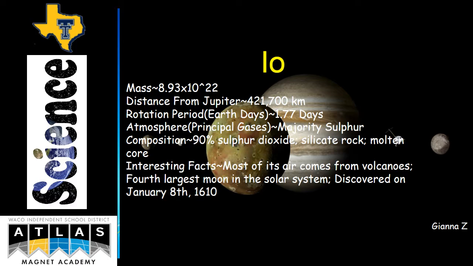The atmosphere, principal gases, is majority sulfur. Composition is 90% sulfur dioxide, silicate rock, and a molten iron core. Some interesting facts: most of its air comes from volcanoes. It is one of the most volcanic planets known to man. It's the fourth largest moon in the solar system, and it was discovered January 8th, 1610.